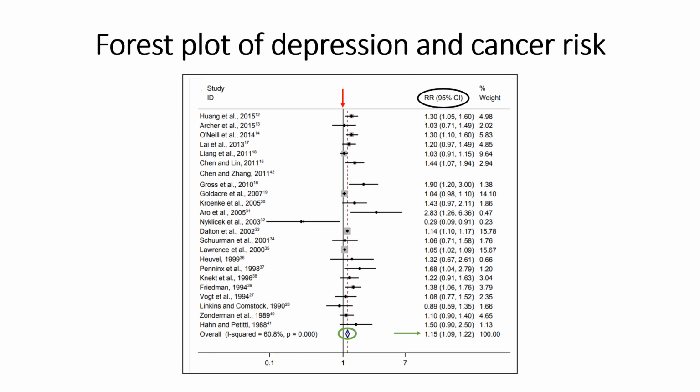And so if we look down all the way at the bottom at that diamond that I have circled, that's the overall summary effect or summary statistic in terms of a risk ratio. You can see that that diamond sits just right of the line of no effect, and the green arrow points out a risk ratio of 1.15 with a confidence interval of 1.09 to 1.22. So that tells us that there likely is a small but positive association between depression and cancer risk.